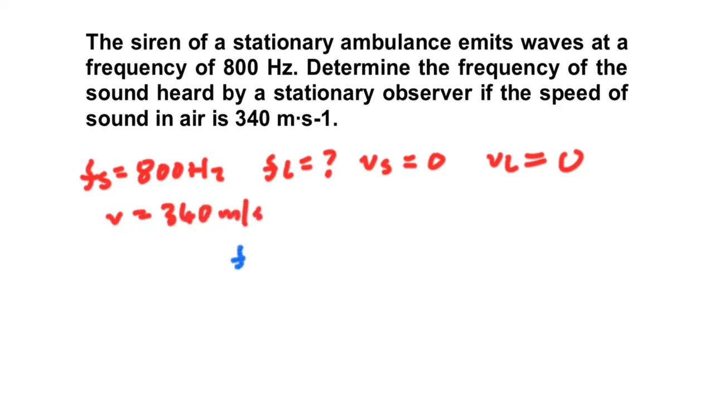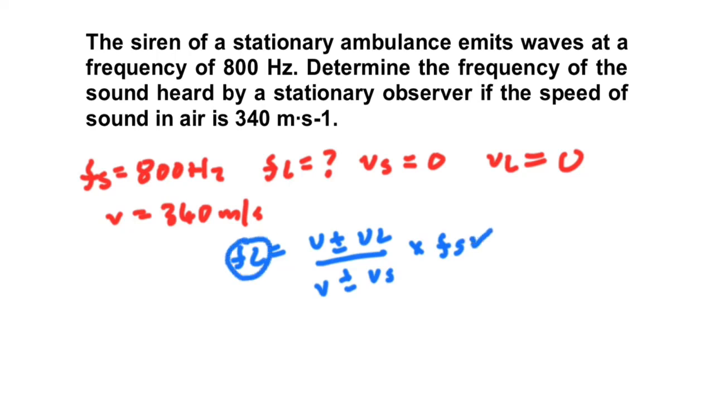We know that FL should be equal to (V plus or minus VL) divided by (V plus or minus VS), multiplied by FS. We want FL. This is what we're interested in. We are given FS, V, VL, VS, and now it's just a matter of substituting. So FL will be equal to, what is the speed of sound in air in our example, 340, plus or minus VL. Our listener is stationary, so plus or minus 0 is just 0. So we can forget about that.